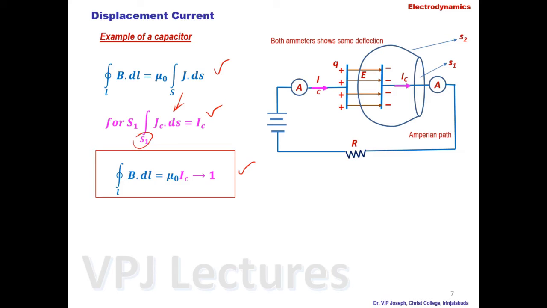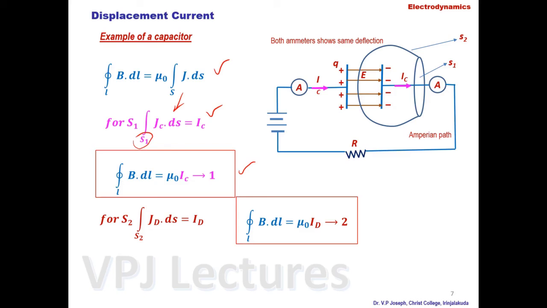Now again do the same procedure by making use of this second surface S2. For S2 we have no IC or JC there, so it is the integral over S2 of JD dot ds. JD times the surface integral of ds, that is the area of the capacitor. So JD into area is nothing but ID. Okay, so we get the line integral of B dot dl is equal to mu 0 times ID. This is the second expression.